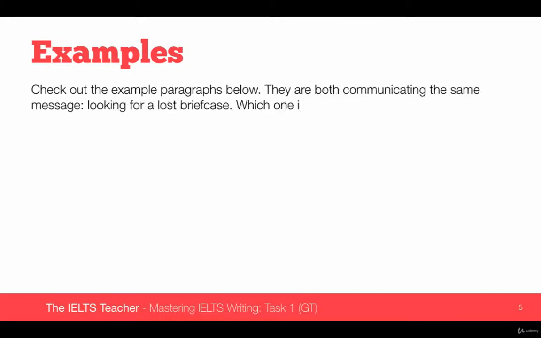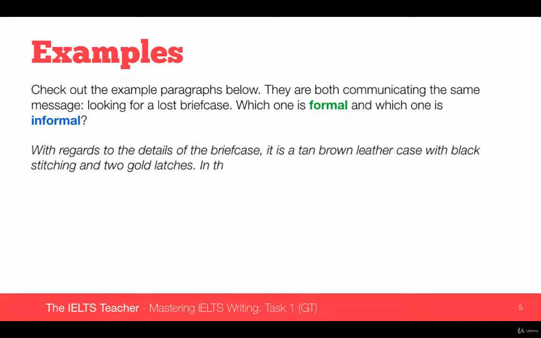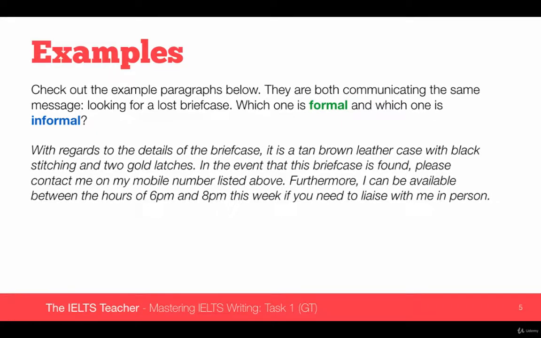Now, I'm going to show you some examples of this difference between formal and informal, and I want you to look at these paragraphs and try to figure out which one is formal and which one is informal. I also want you to think about what are the cohesive devices being used in each paragraph. Let's have a look at the first. With regards to the details of the briefcase, it is a tan brown leather case with black stitching and 2 gold latches. In the event that this briefcase is found, please contact me on my mobile number listed above. Furthermore, I can be available between the hours of 6 PM and 8 PM this week if you need to liaise with me in person.